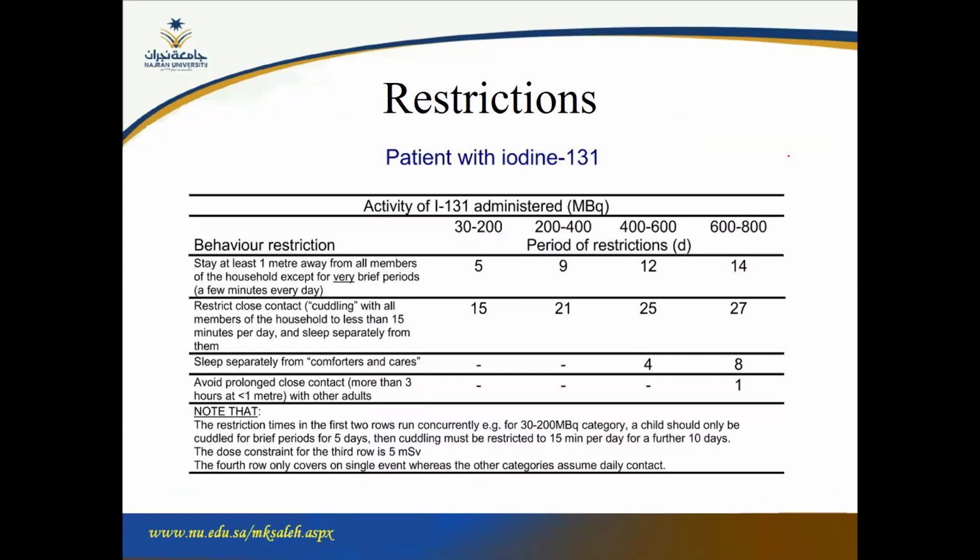There are some restrictions concerning iode 131, like staying away from members of the household and sleeping separately. Here is the period of restriction in days, okay, and here the activity administered. For example, this is 30 to 200 megabecquerel. The period of restriction is 5 days to stay 1 meter away from all members of the household.